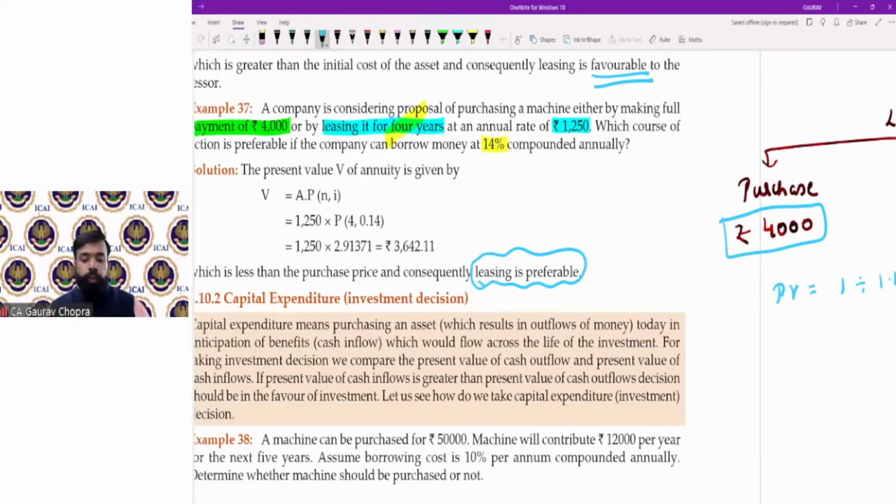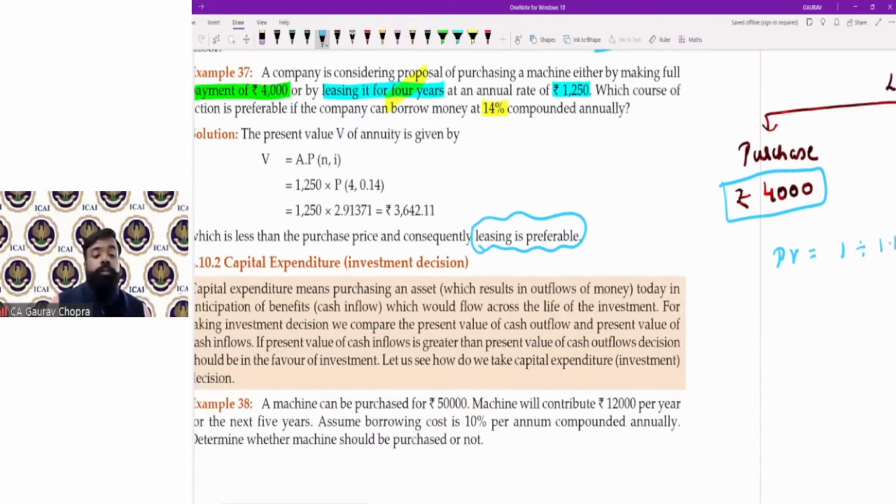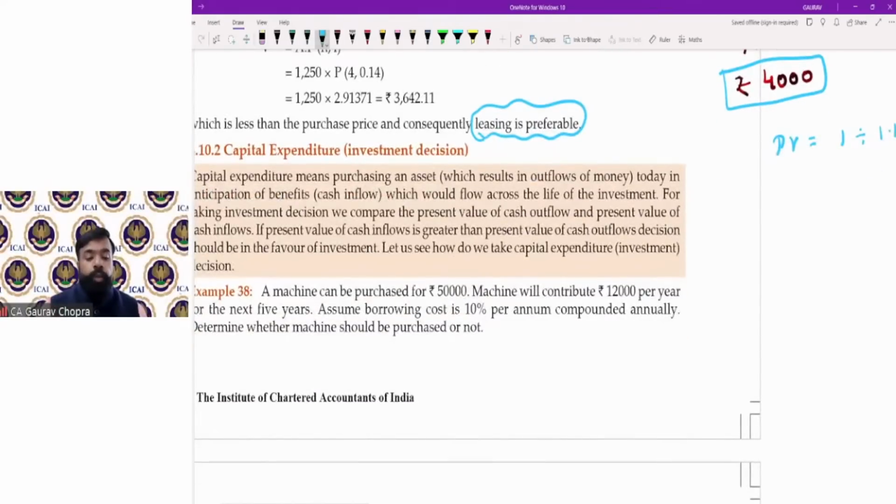Now there is one more similar question based on this. A machine can be purchased for rupees 50,000. अगर हम मशीन को परचेज करते हैं तो मशीन की कॉस्ट है 50,000. अब मशीन से बेनिफिट भी मिलेगा, how much is the benefit, 12,000 every year, for next 5 years. Cost of borrowing is 10% compounded annually. तो whether the machine should be purchased or not, मशीन को परचेज करें या ना.